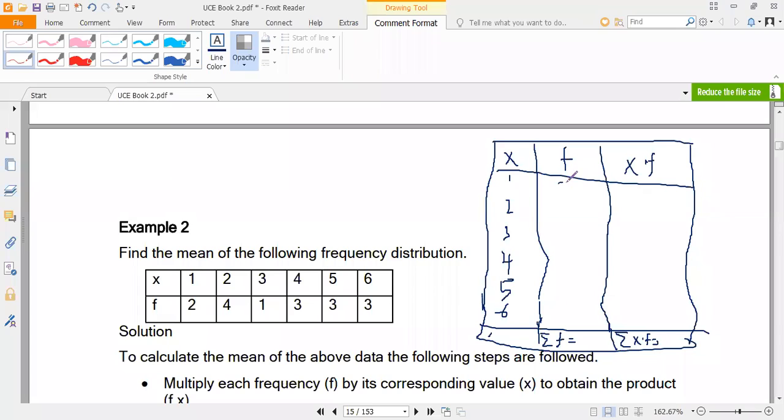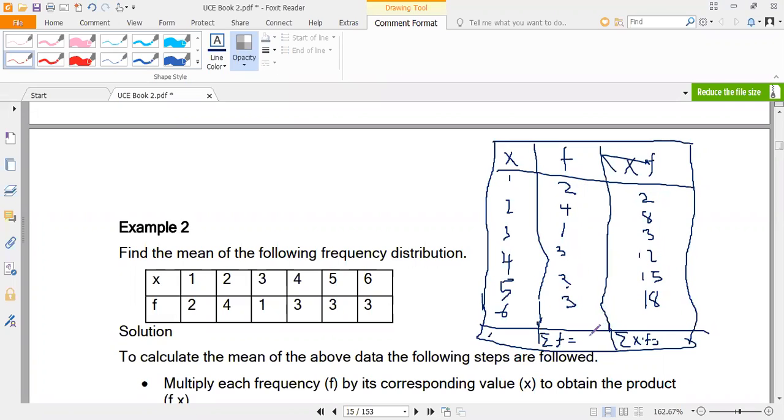So this is 2, this is 4, this is 1, this is 3, this is 3, and this is also 3. So xf means you multiply x and f. Multiply x and f, so this is 1 times 2, which is 2, 2 times 4, which is 8, 3, this is 12, this is 15, this is 18.